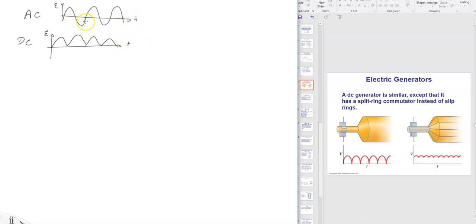Now, there are advantages on both of these types of currents, right? Certain instruments do need AC. Certain instruments don't care whether it's AC or DC, for example, a heating element. It doesn't matter the direction of the current flow, as long as there is some movement back and forth.